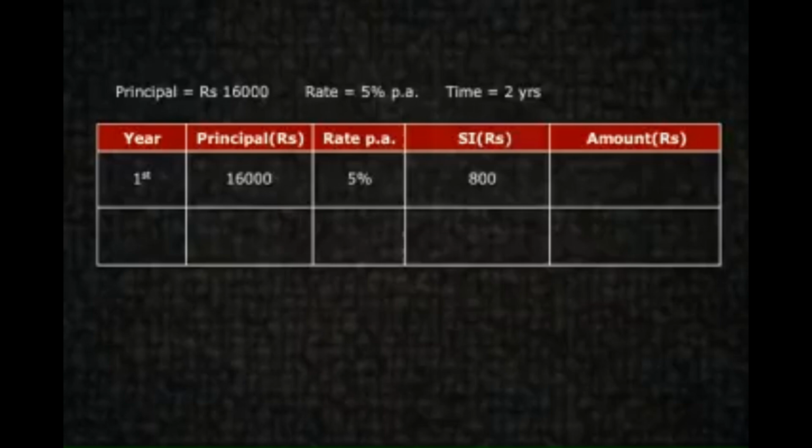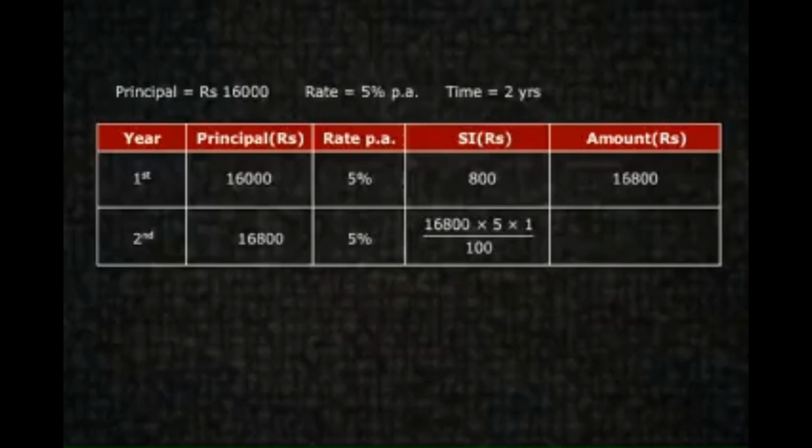Now in the case of compound interest, this interest gets added to the principal. So in this case, 800 gets added to 16,000 and you get 16,800. And this amount is taken as the principal for the second year. So now we move to the second year. Principal is 16,800. Rate of interest is 5%. So what is the interest for the second year? 16,800 into 5 by 100, which is 840.